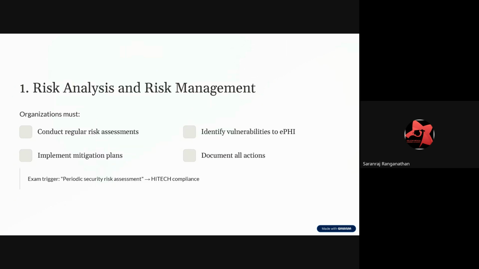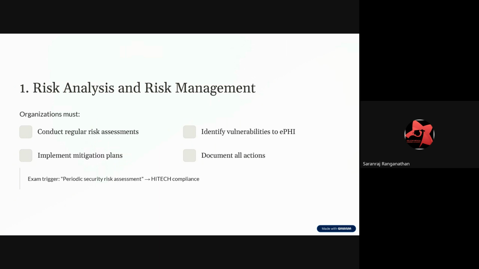Then risk analysis and risk management. The next element is risk analysis and risk management. This also we have seen. Organizations must conduct regular risk assessments, identify vulnerabilities in the protected health records, implement mitigation plans, then document all the actions. These are the four important risk management steps which need to be maintained by the organization so that we will not enter into any breach or lose any data.